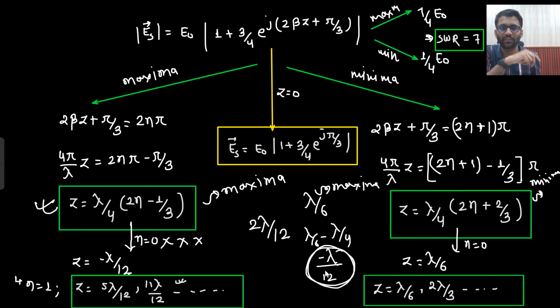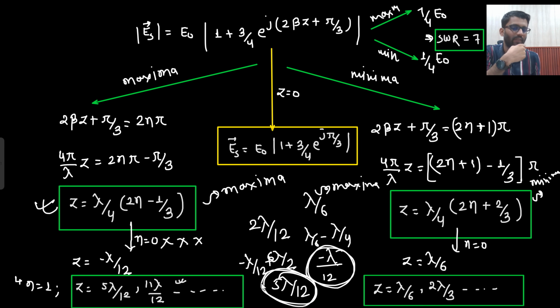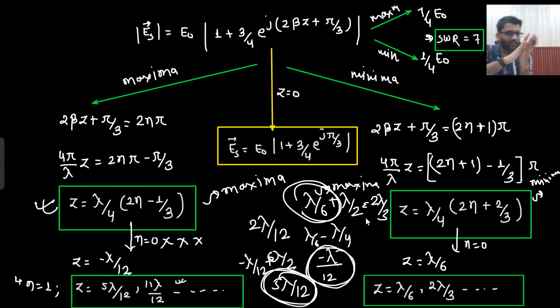What is the location of my first minima? Minus lambda by 12 plus lambda by 2. So what will you get here? 6 minus 1 over 12, that will be 5 lambda by 12. So your location of first minima would have been 5 lambda by 12, and your location of first maxima would have been lambda by 6. Then if you need the second location of maxima, you add lambda by 2. So lambda by 6 plus lambda by 2, what will you get? 2 lambda by 3.